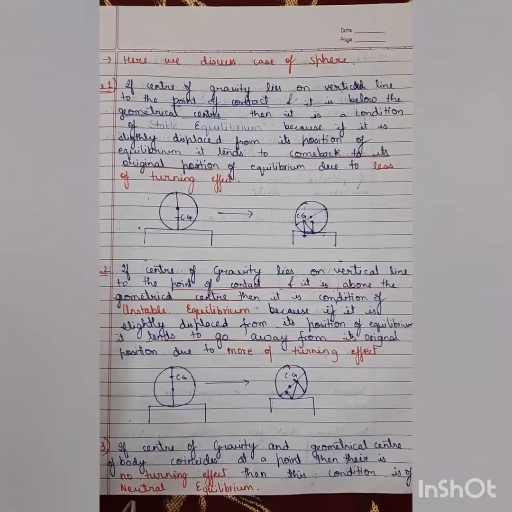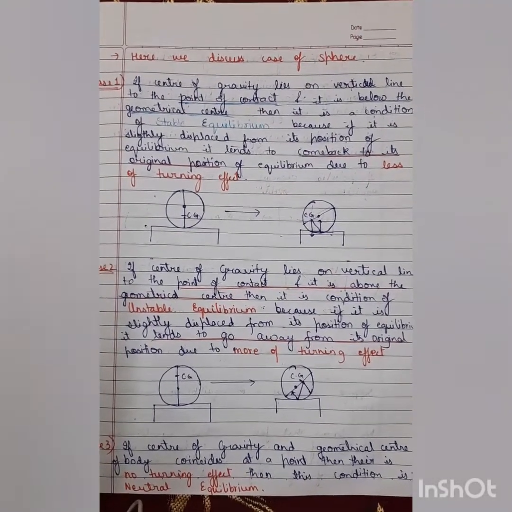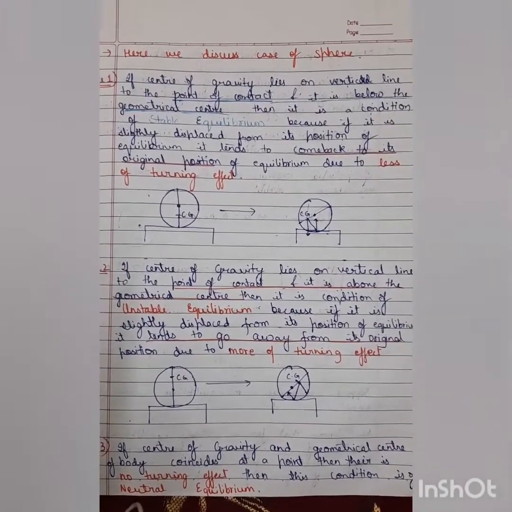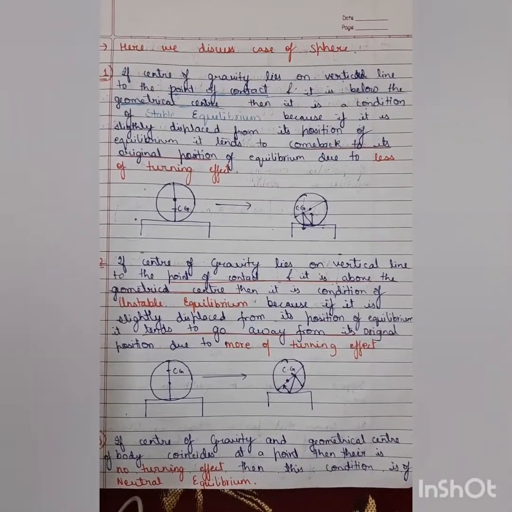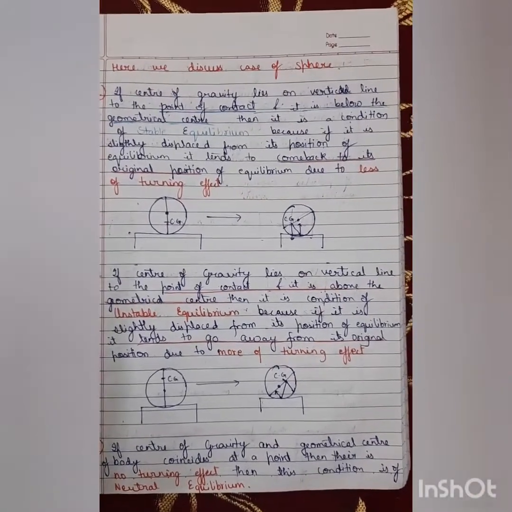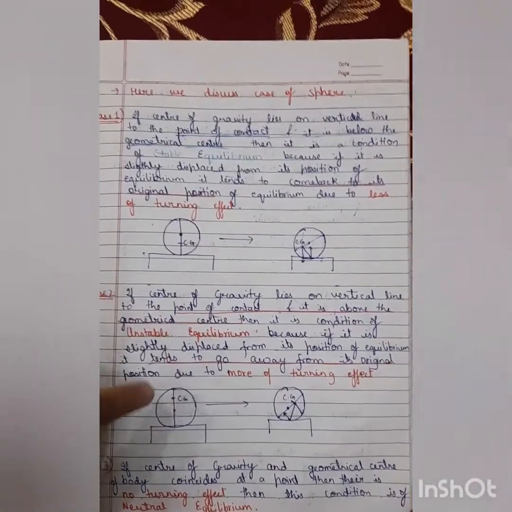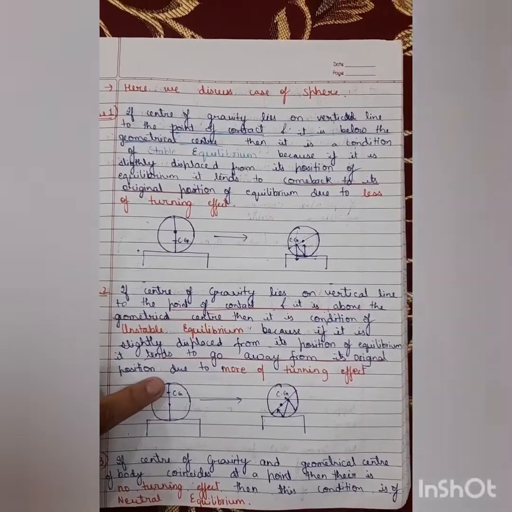it is above the geometrical center, then it is a condition of unstable equilibrium, because if it is slightly displaced from its position of equilibrium, it tends to go away from its original position due to more of turning effect. As you can see in this, the center of gravity has gone above.